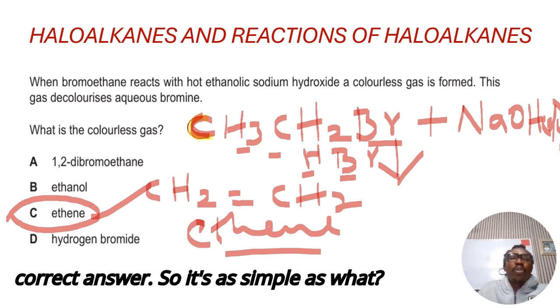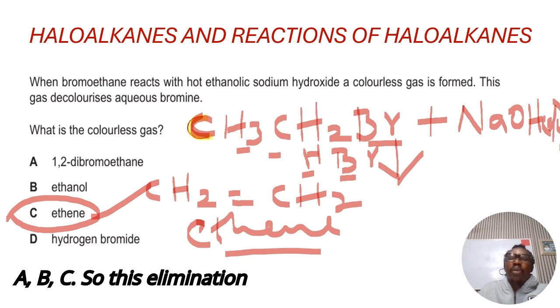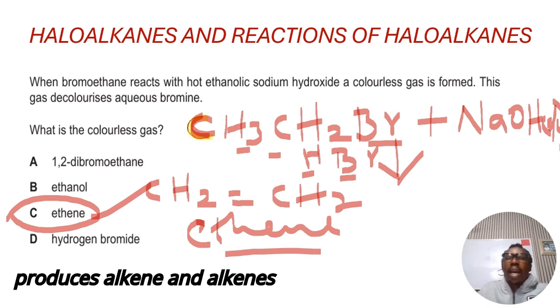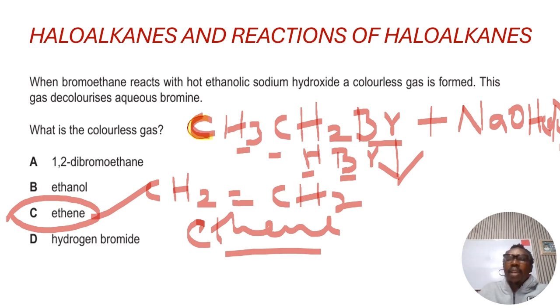So it's as simple as what? A, B, C. So this elimination reaction of what? The halogenoalkane to produce an alkene, and the alkene decolorizes what?